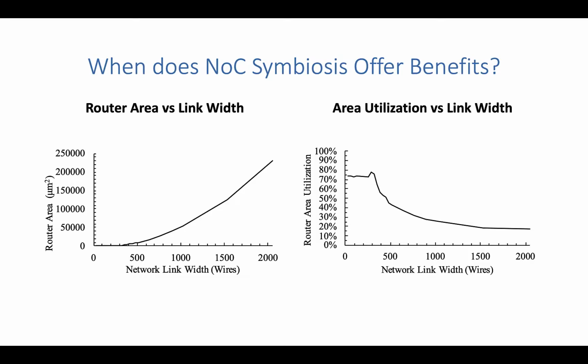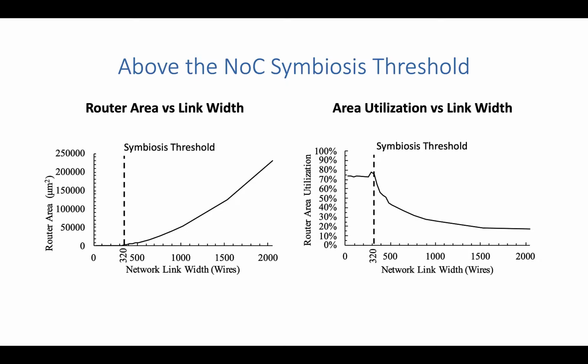So when does NoC symbiosis offer benefits? If we look carefully at these graphs, we can see when NoC symbiosis begins to occur, when the router becomes underutilized. This design point occurs around a network link width of 320 wires. We call this the symbiosis threshold.